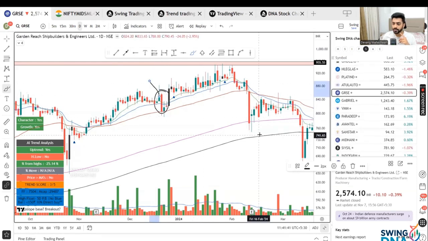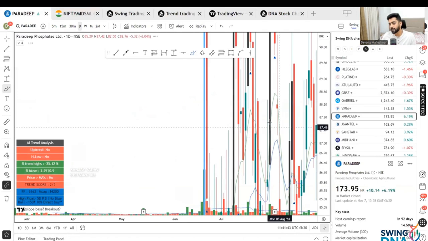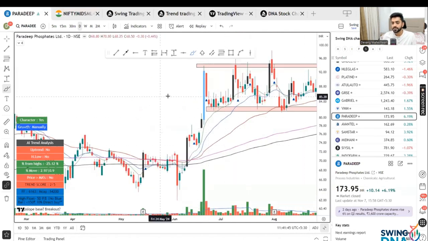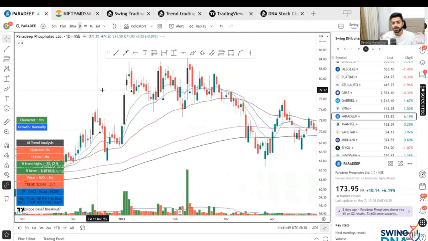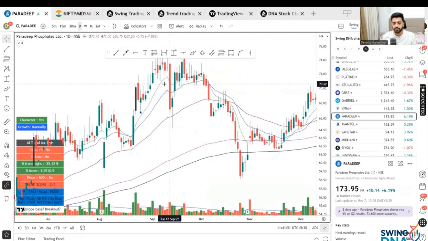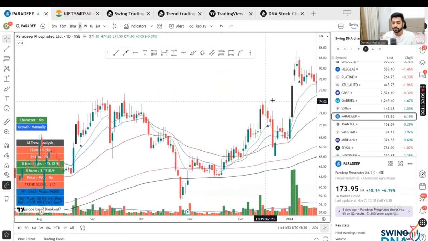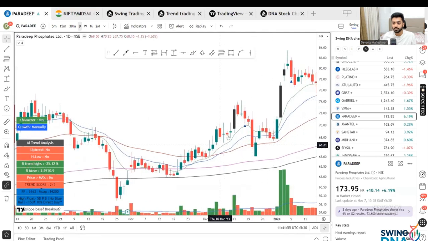Let's see more. Paradeep Phosphate. I'm just randomly seeing stocks. Okay, randomly 10 names will go, 5, 6 will be like this only. December, this is 29. Moving fine, was looking like a slight pullback. This is 6% down.